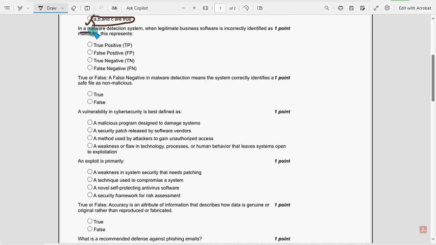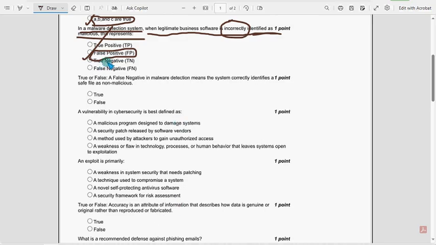Next, in a malware detection system, legitimate business software is incorrectly identified as malicious. This represents... So for the third question, false positive (FP), second option is the probable solution, guys.